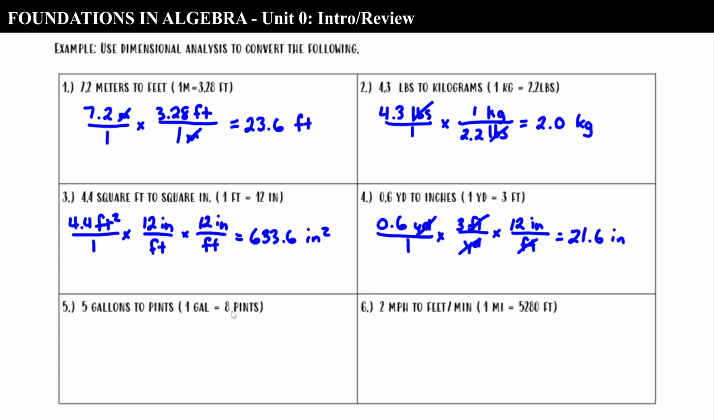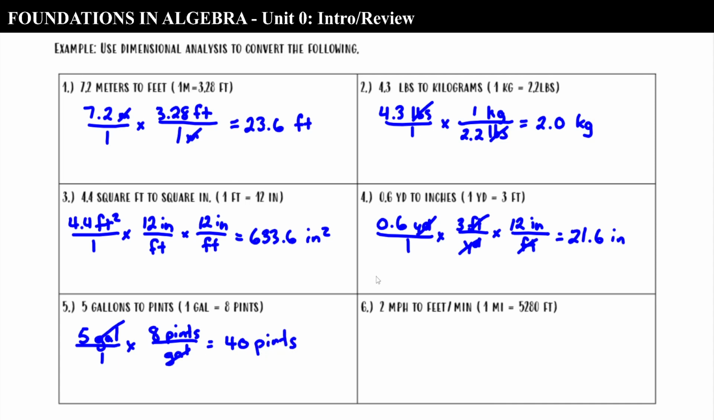All right, 5 gallons to pints. 1 gallon is 8 pints. So we start with 5 gallons and convert that to pints. We know that there are 8 pints in a gallon. So 5 times 8 is 40. Our gallons cancel, and we're left with 40 pints.